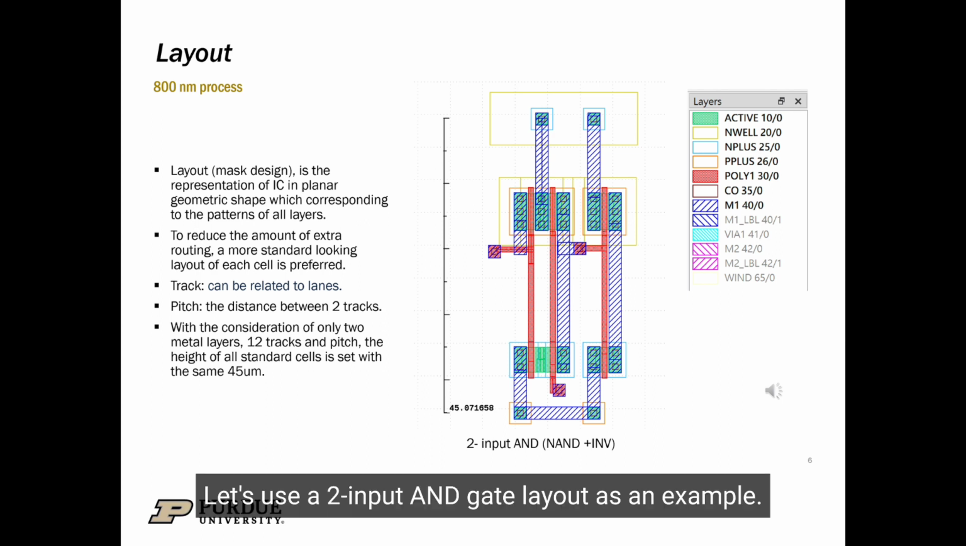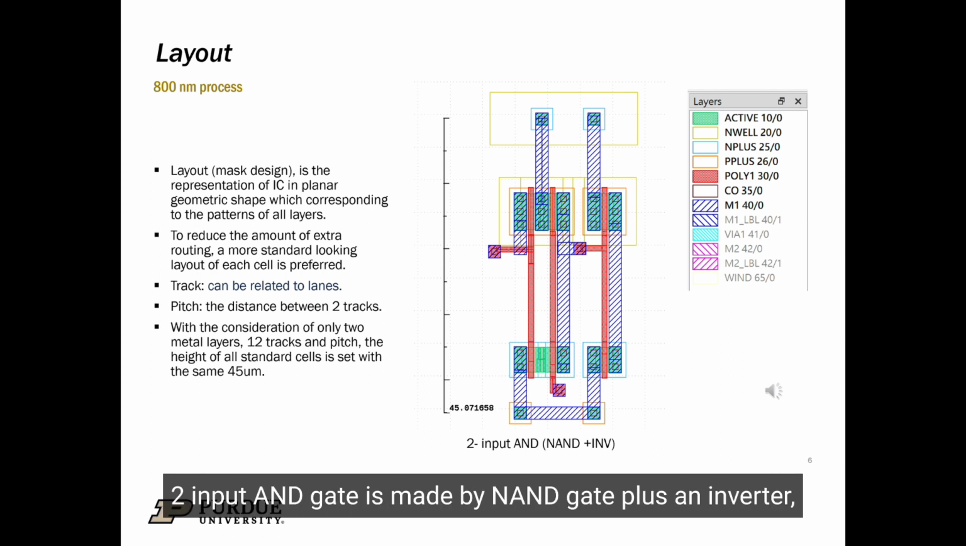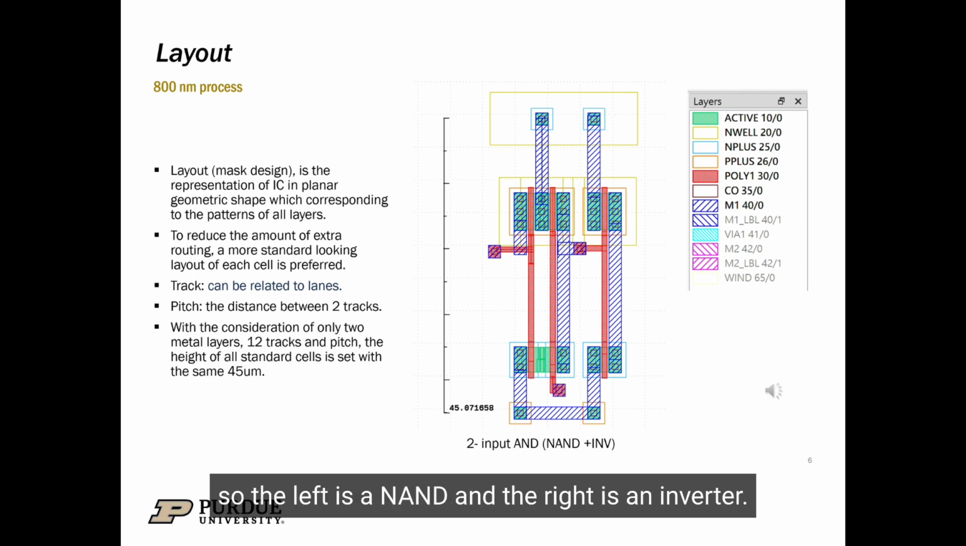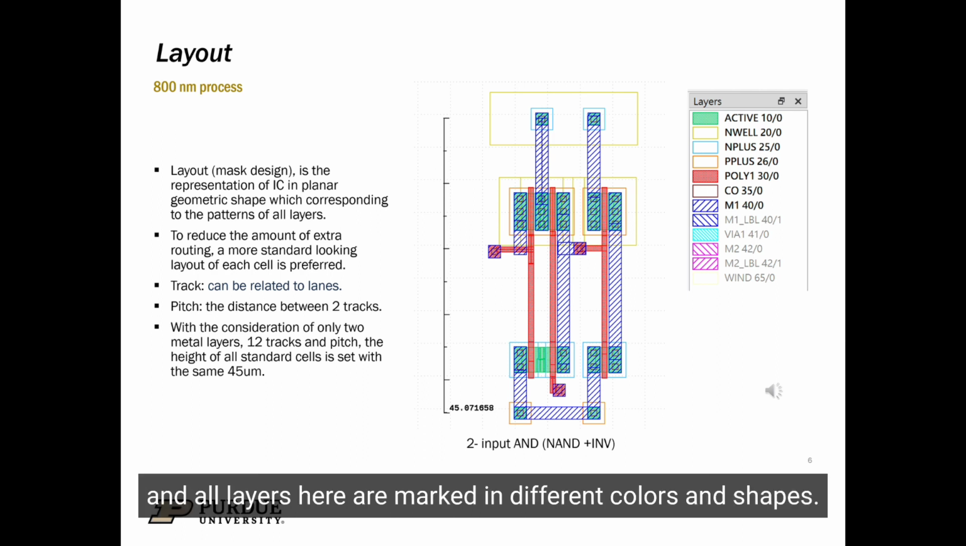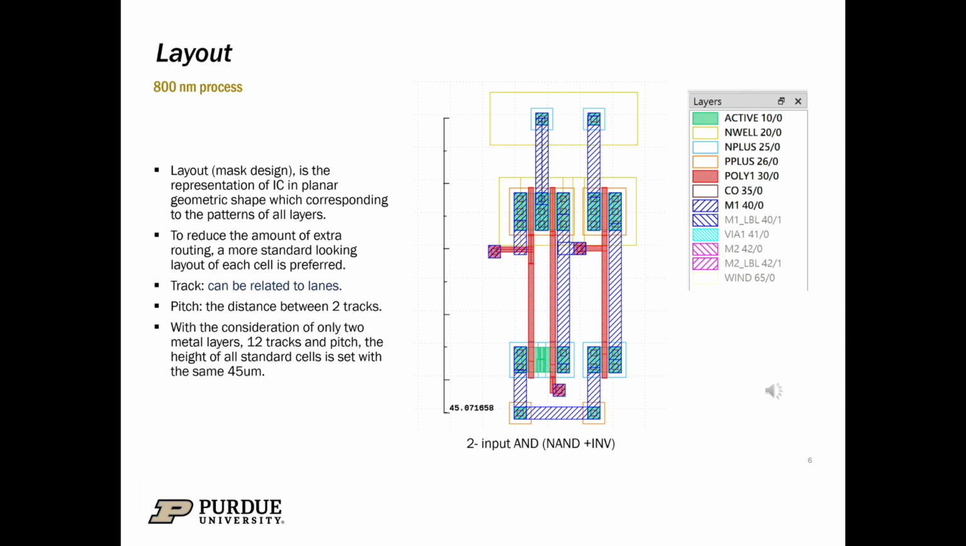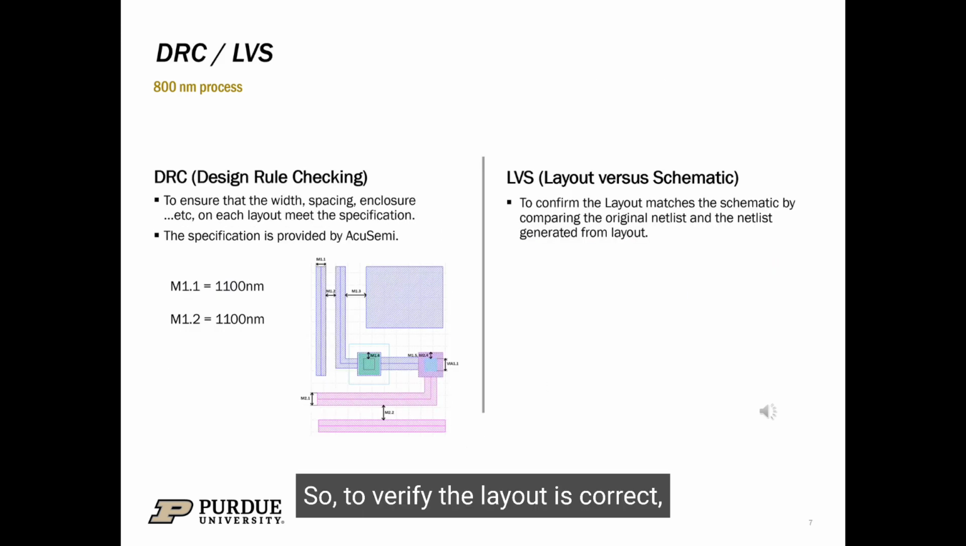Let's use a 2-input AND gate layout as an example. 2-input AND gate is made by NAND gate plus an inverter. So the left is a NAND and the right is an inverter. We can see that it has a height of 55 micrometer and all layers here are marked in different colors and shaped. So to verify the layout is correct, we have to run DRC and LVS checks.